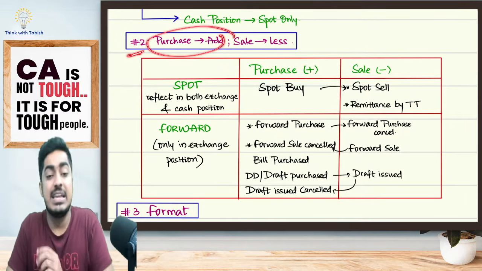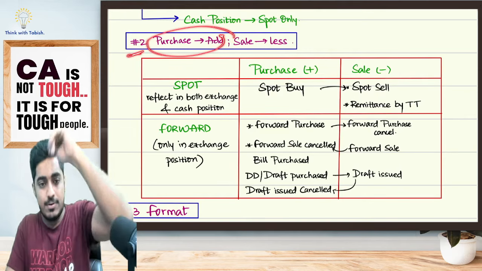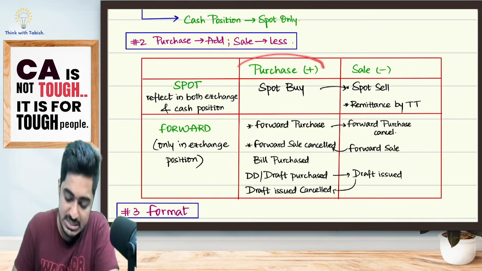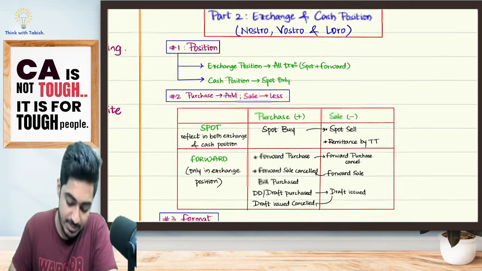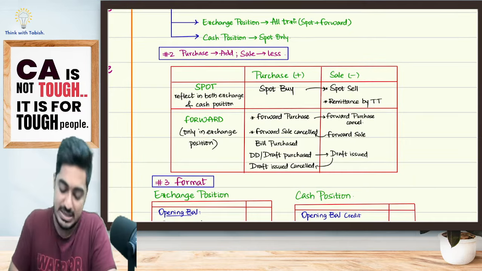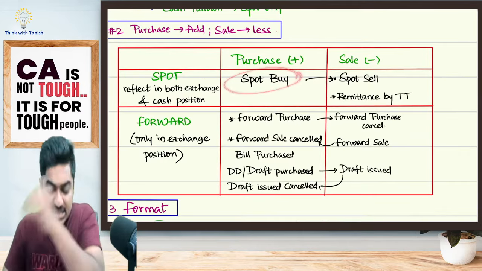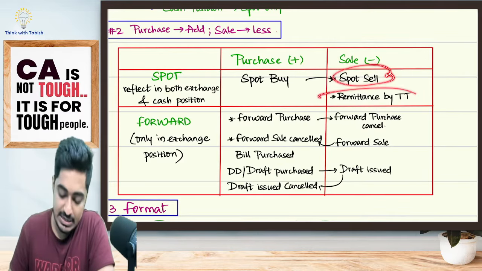Whenever I say purchase, that means add. Foreign currency is added. Whenever I say sale, foreign currency is reduced. Purchase means add, sale means less. Now, if the transaction is happening in the spot market, it will come in exchange position as well as cash position. Spot buy means add. Spot sell, less. Remittance by TT, I am paying, so sell is again going to be less.